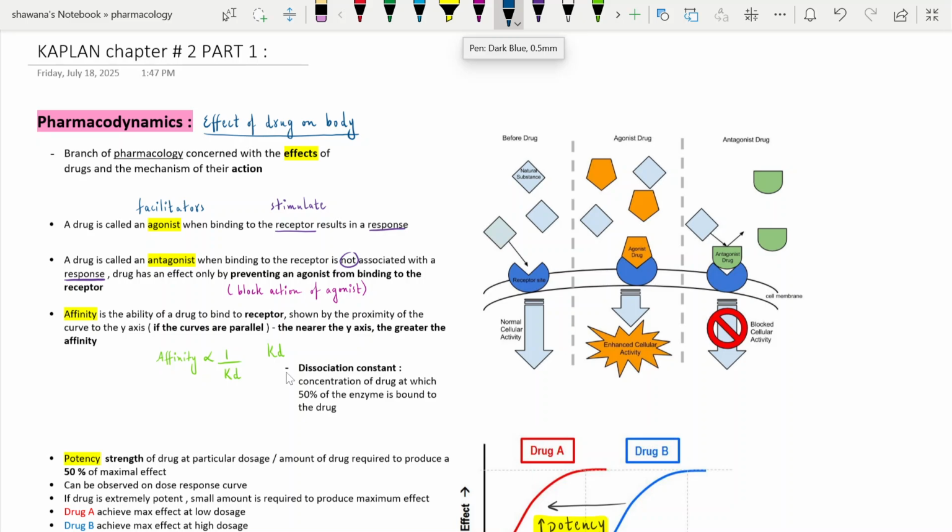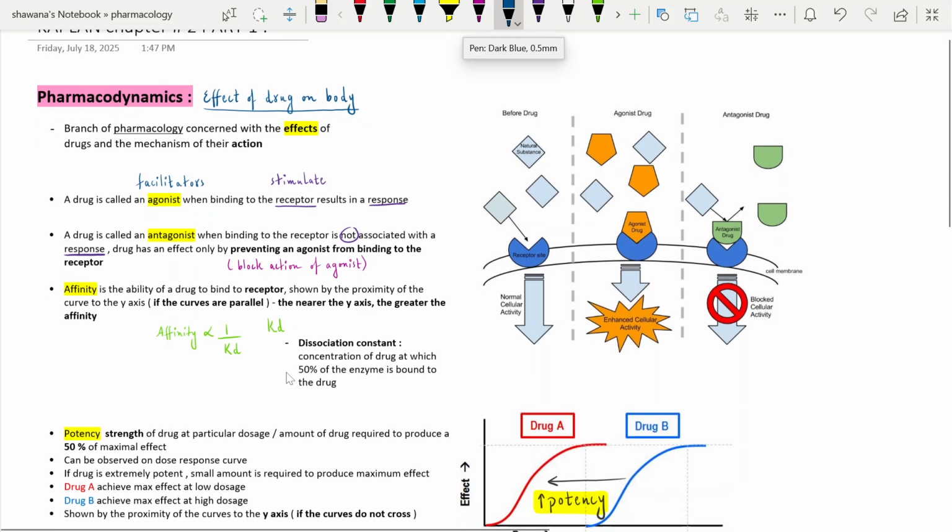In pharmacokinetics we see the effect of the body on the drug. It means that absorption, distribution, elimination, administration, all of them are covered in the pharmacokinetic principles. But in pharmacodynamics we see the effect of the drug on the body, the effects and the mechanism of action of the drugs, and all of that is covered in pharmacodynamics.